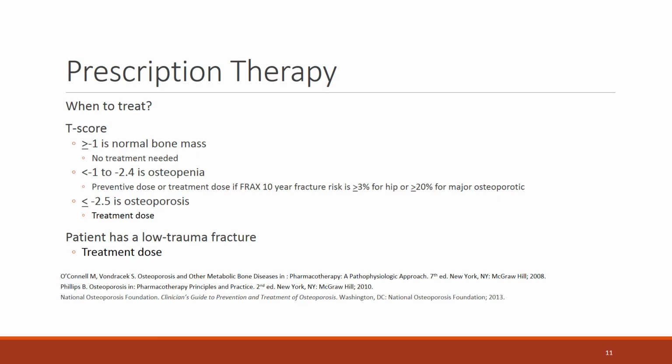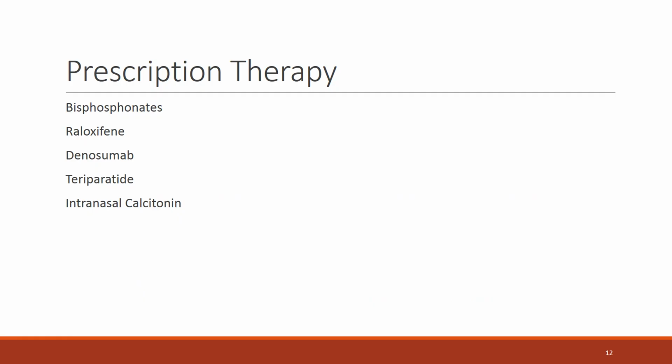If a woman has a T-score below -2.5, that's considered osteoporosis, or if they've had a low trauma fracture, even with a higher bone mineral density like a -1.5, that would still constitute needing treatment. So when we do treat, we're going to talk through the therapies. Bisphosphonates are our first-line therapy. Raloxifene, denosumab, teriparatide, and then intranasal calcitonin we'll touch on.